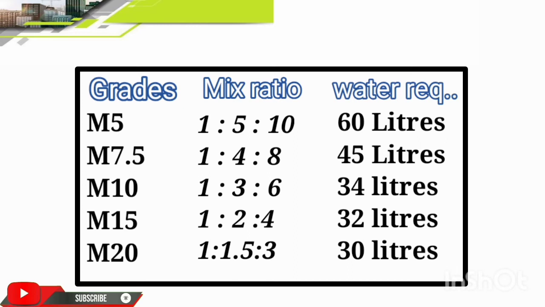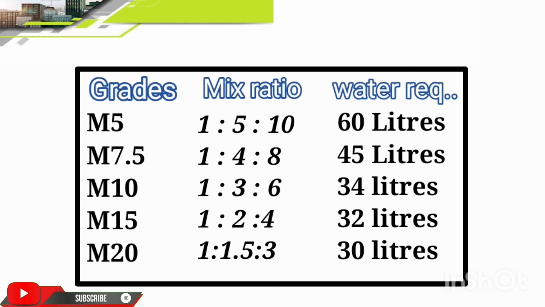What is 1:5:10? Here, if we just see, it is 1 and 5 and 10, the mix ratio. So 1 is cement, 5 is sand, and 10 is aggregate. If we see down here, 1:4:8, so 1 is cement, 4 is sand, and 8 is the aggregate.